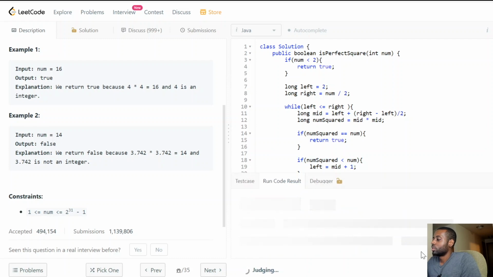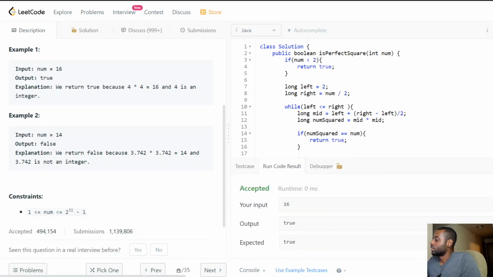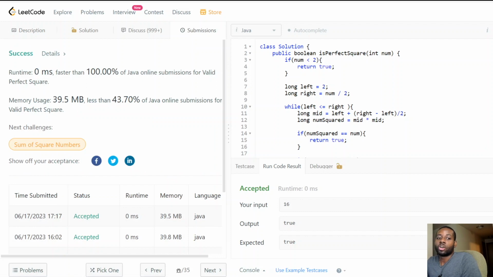Let's press run code and see if we pass the small test cases. All right, let's press submit. Awesome, guys. We passed all the test cases.